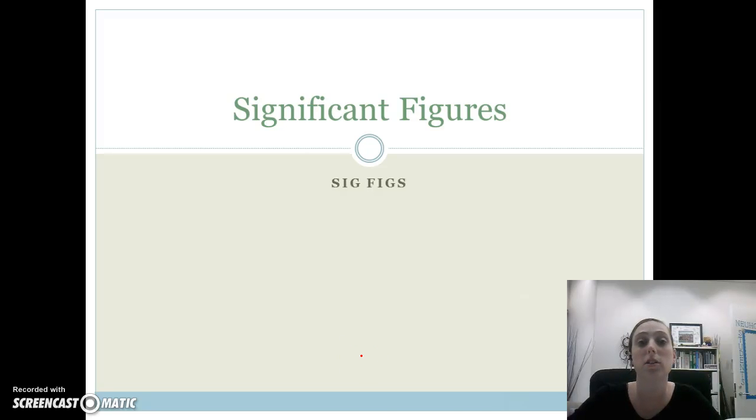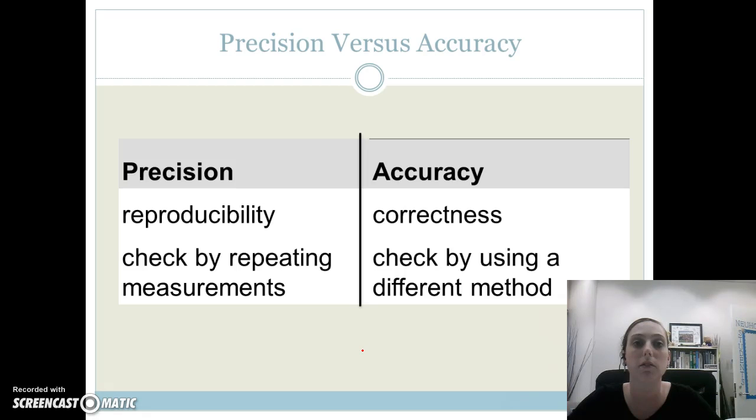Everybody, today we're going to be talking about significant figures. One thing we need to consider when talking about significant figures are the concepts of precision and accuracy. Most of the time they're used interchangeably, but in science it really does make a difference how we use the terms. So precision means that we can actually reproduce those results over and over and over again.